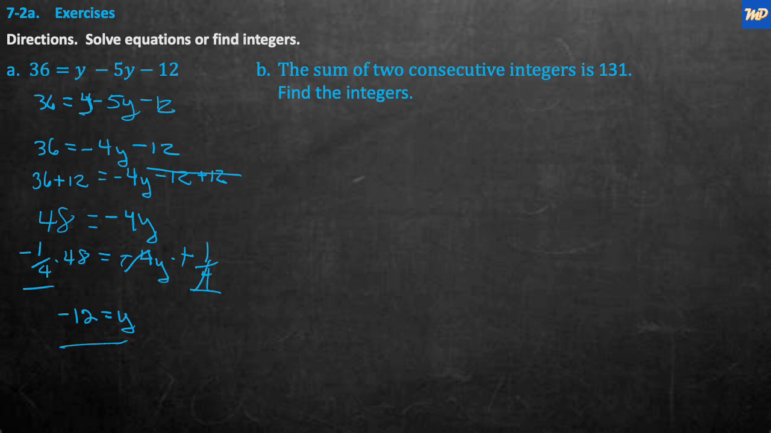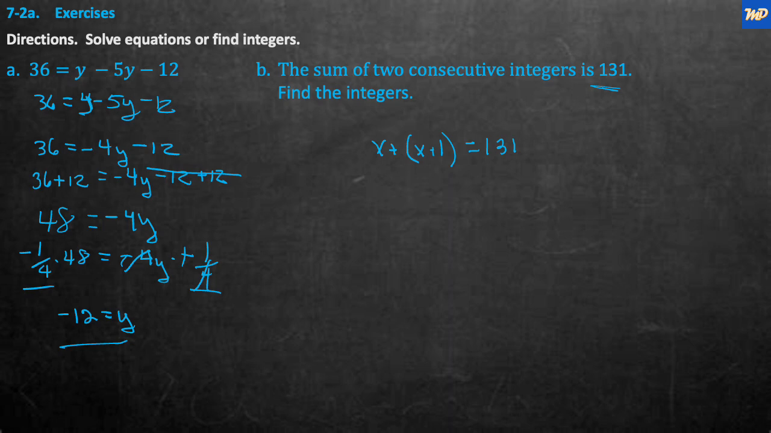Here, now we're going to find the integers. The sum of two consecutive integers is 131. Find the integers. So one integer is going to be x. We don't know what it is, but it's going to be x. The two integers we're looking for are consecutive, and we learned before that consecutive means plus 1. So x, the number we started with, plus 1, equals 131.